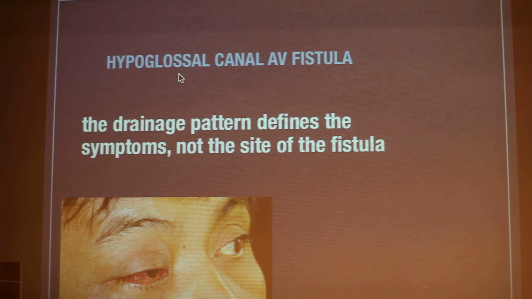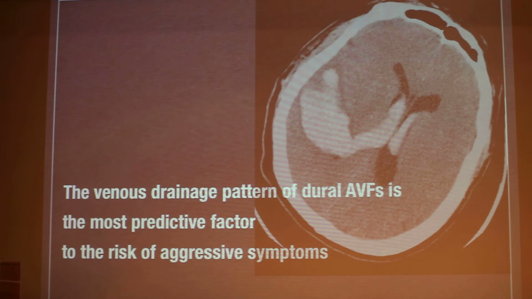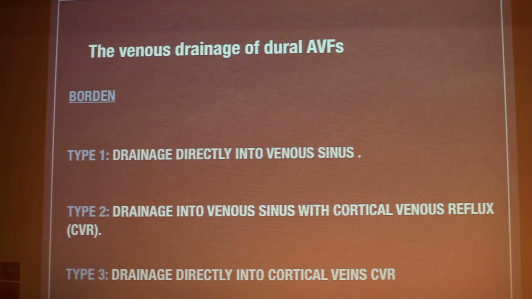The venous drainage does not only predict the symptoms, but it also predicts the aggressiveness of the symptoms and the risk of hemorrhage. There are two classifications for that. One is complicated, it's called Cognard, and the other one is a bit more simple, so I put this. This is the Borden, types 1, 2, 3.